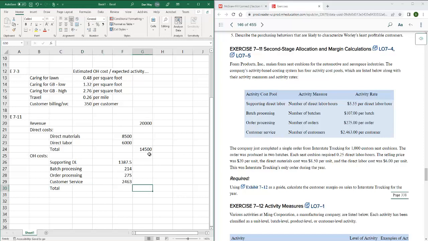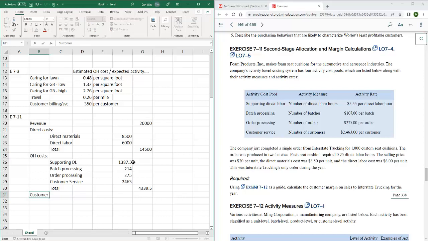So let's get total overhead cost here. And again, I'm going to avoid the cell reference and use the numbers explicitly just to be clear. This is the supporting direct labor cost, plus the batch processing cost, plus order processing, plus customer service. So there's the total overhead cost assigned to this Interstate Trucking customer.